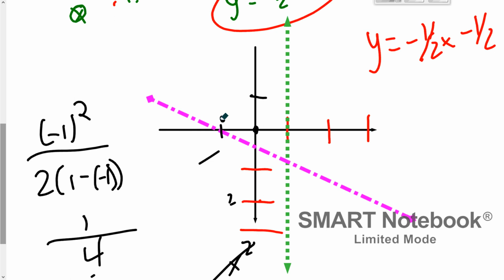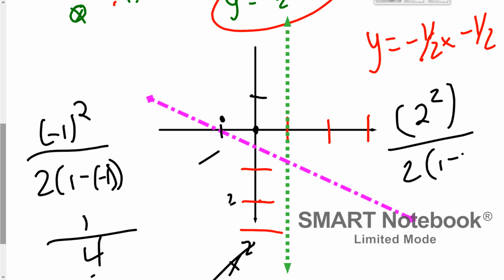Okay, and then we can go ahead and plug in a positive 2. So 2 squared is 4. 2 times 1 minus 2, that's negative 1. So we get negative 2 over 4, which is a negative 2. So at 2, negative 2. So you can tell it's probably going to go something like that, something like this.